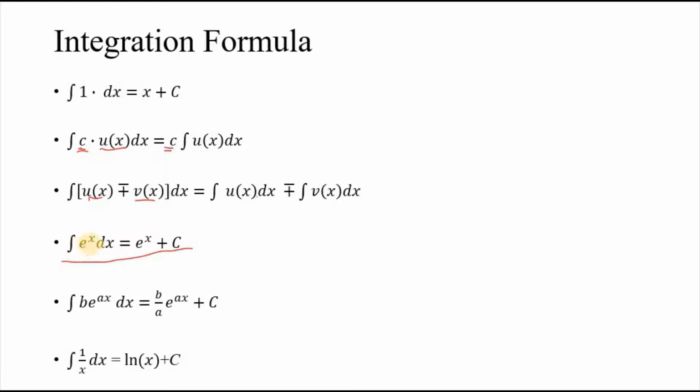The integration of the exponential function, the integral of e to the x dx, is basically e to the x plus c. If you have a constant, you can take it out of the integral. And if you have a coefficient for the exponent of the exponential function, then the integration is going to be, the b comes out, and then you divide by the coefficient of the exponent and put the exponential function as it is, plus c. The integration of 1 over x, or x to the -1, dx is basically log of x plus c.